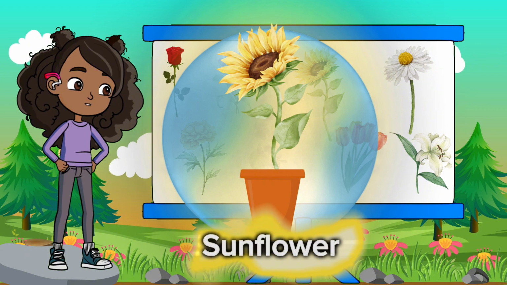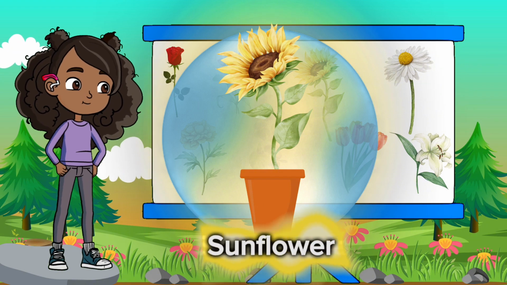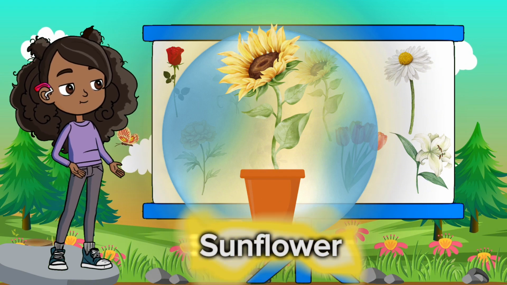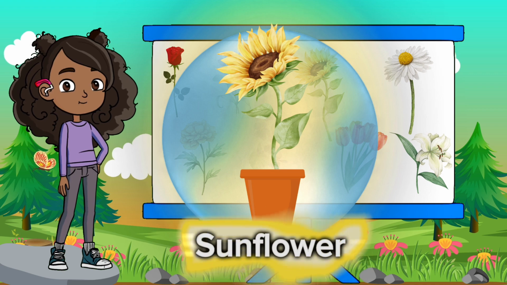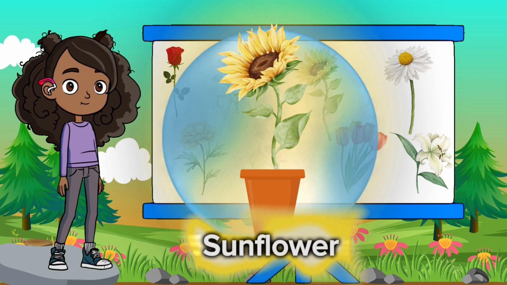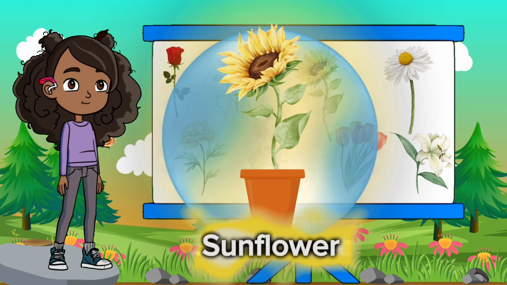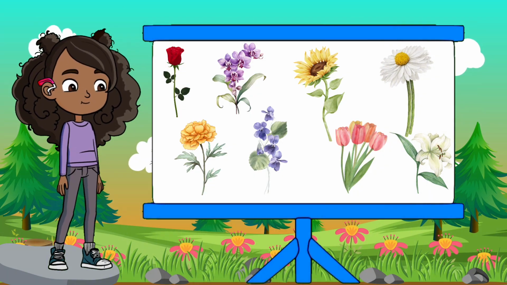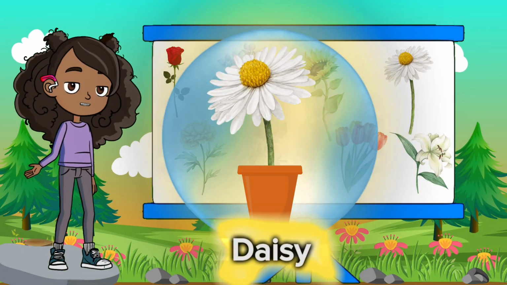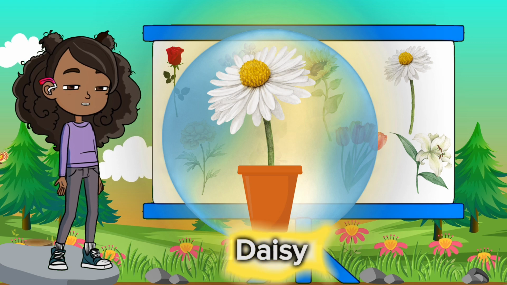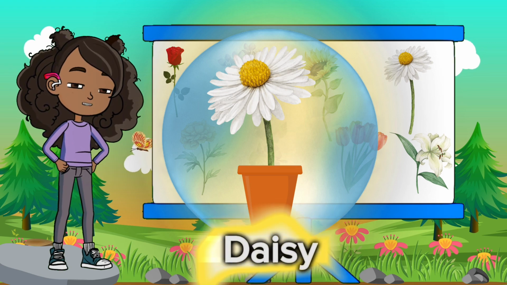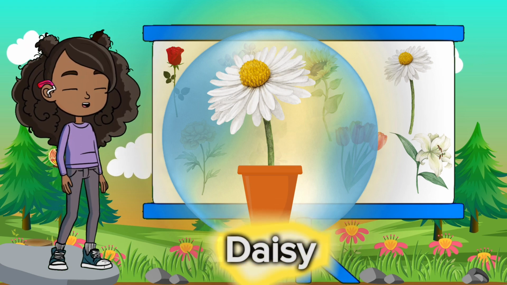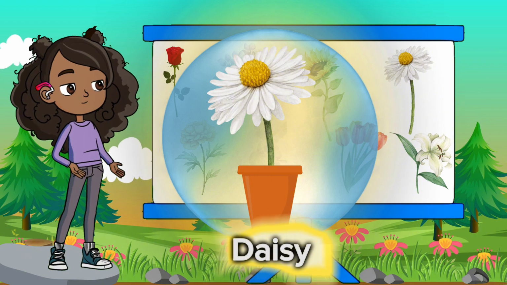S is for sunflower. S-U-N-F-L-O-W-E-R. Sunflower. Wow, look at the big, bright sunflower. D is for daisy. D-A-I-S-Y. Daisy. Here's a pretty daisy.